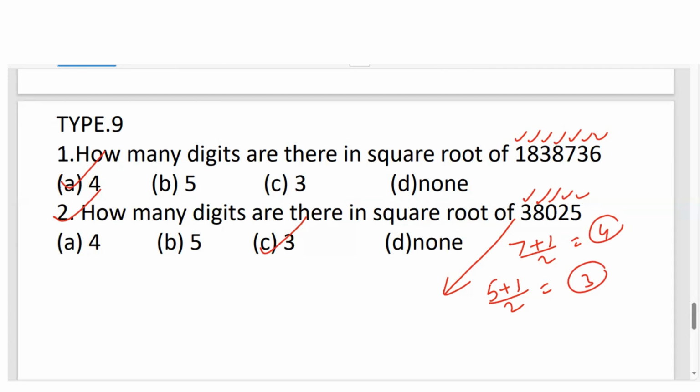This is the simple logic for this type of question; there is no need to find the square root of the number. Simply count the digits and use the rule. If the number of digits is odd, then (n plus 1) by 2. If the number of digits is even, then directly divide and you will get your right answer.